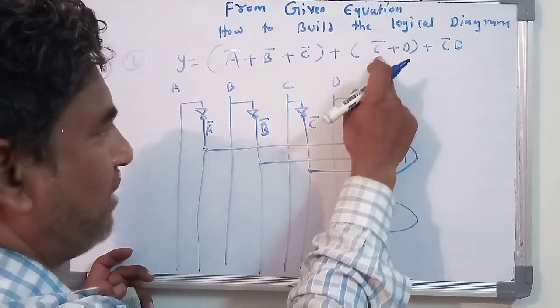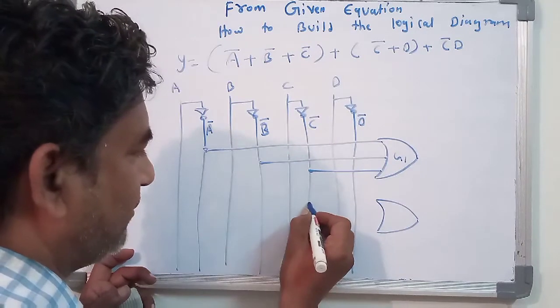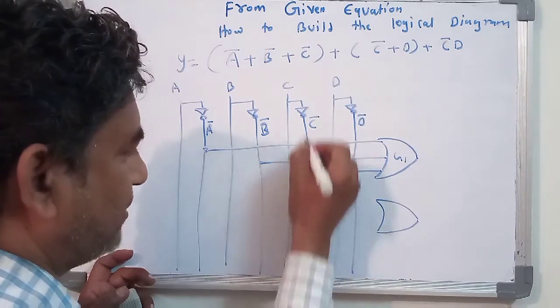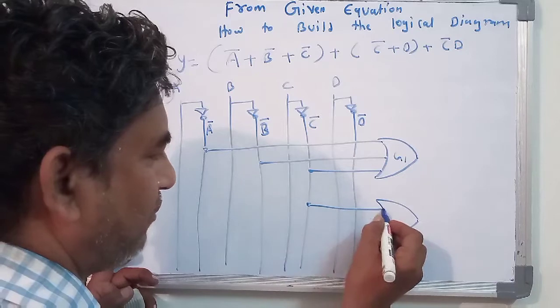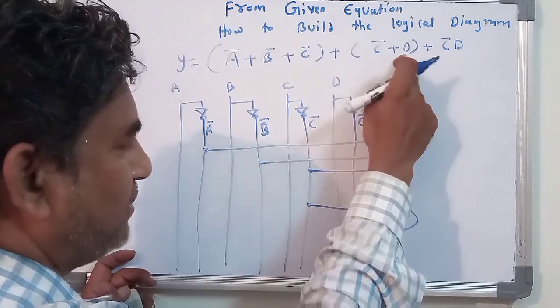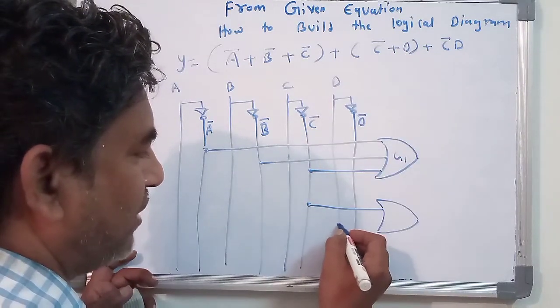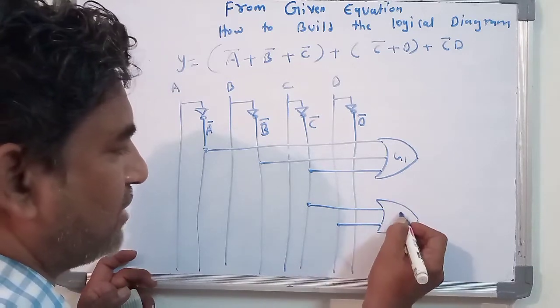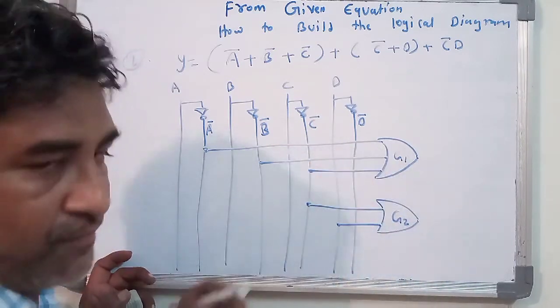But here there is a C bar plus D. So the C bar line, you observe here, is a C bar line. You just connect it to the input of this one. Then a simple D line is there. The simple D line you just observe and connect to the input of the second gate.